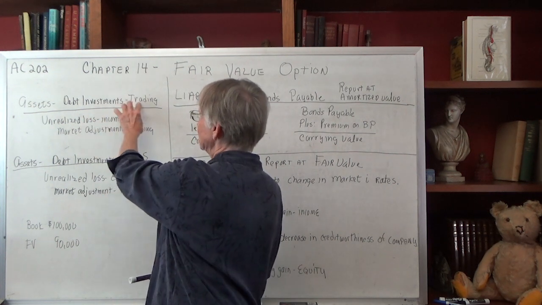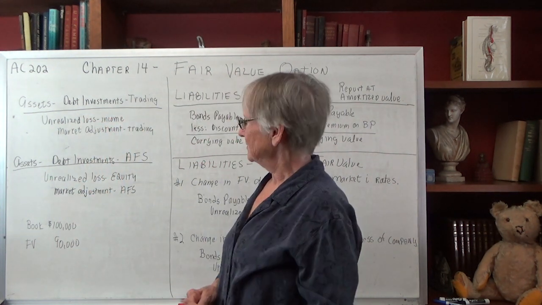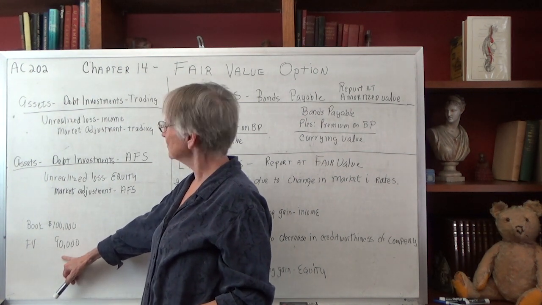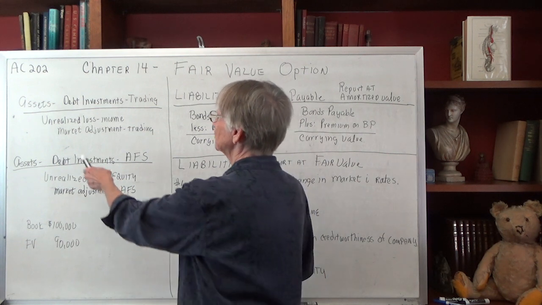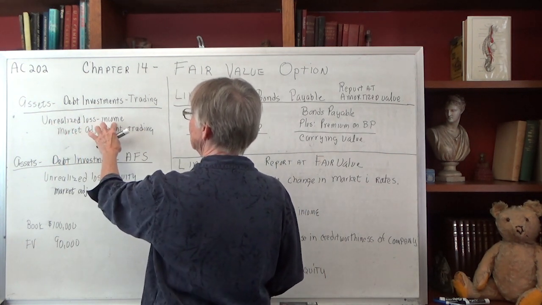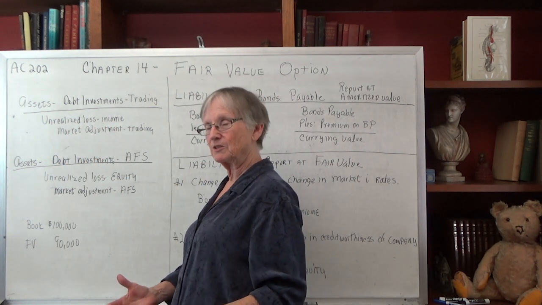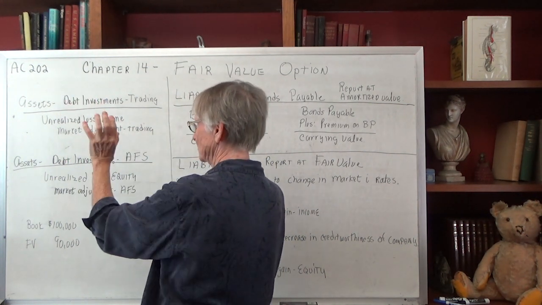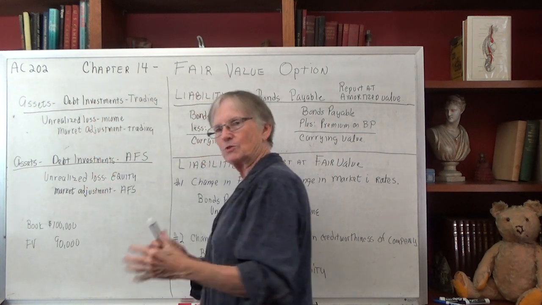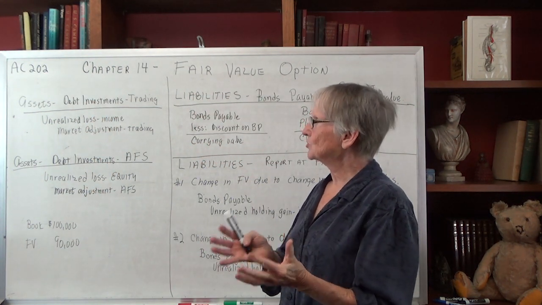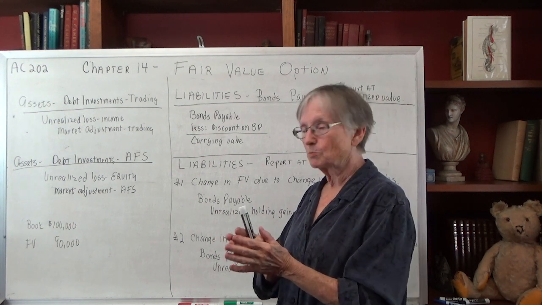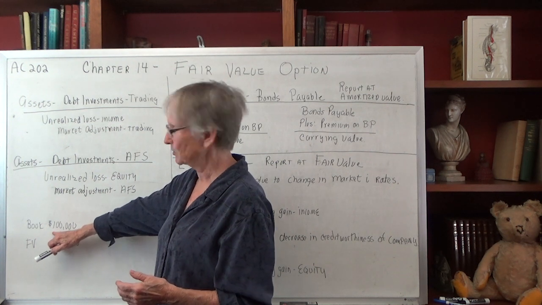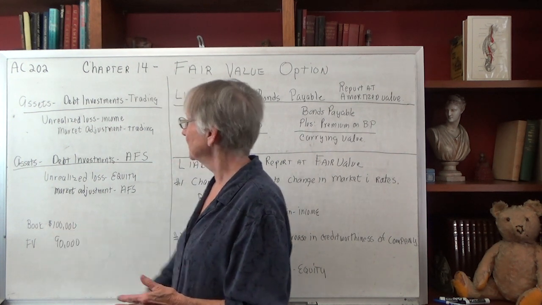If you have debt investments, trading, say they're on the books for $100,000 and their fair value has dropped to $90,000, you would make the following journal entry. You would record an unrealized loss in income, which gets reported on the income statement, and then a market adjustment, trading. The asset, debt investments, would be reported on the books at its fair value of 90 rather than the previous book value of 100.